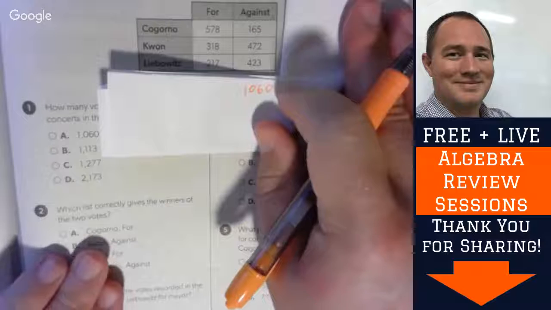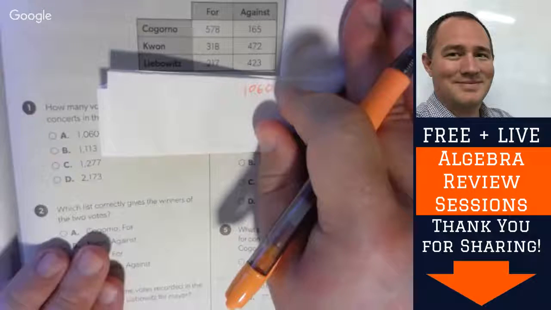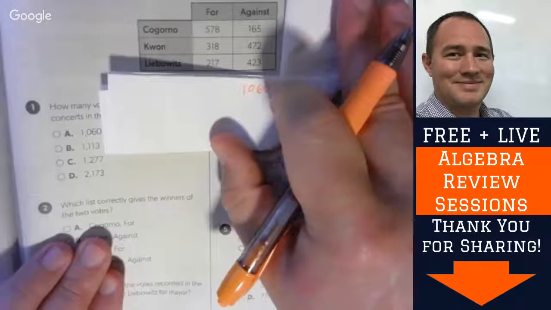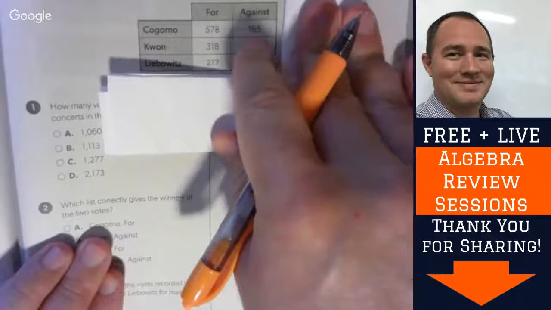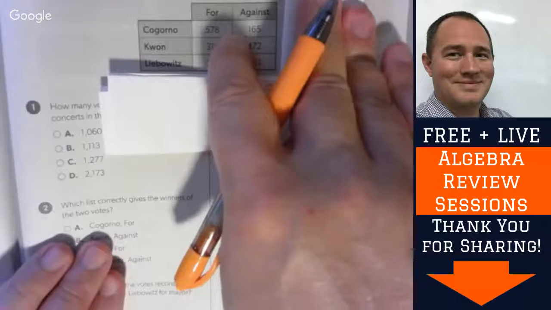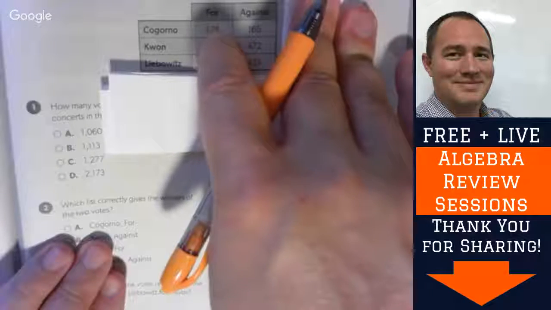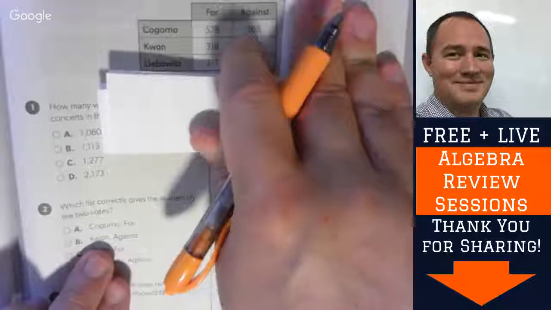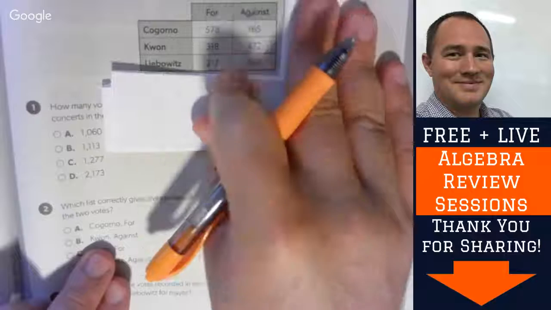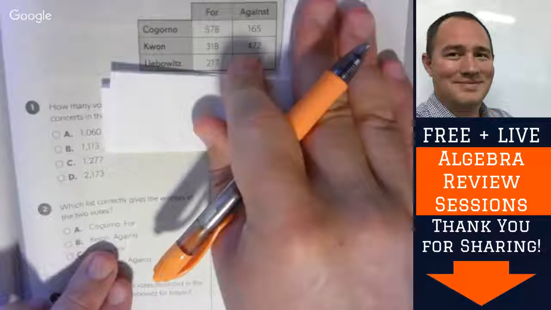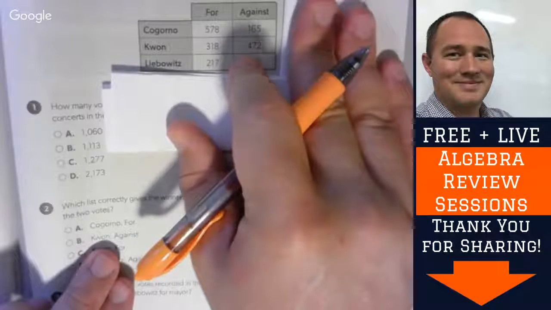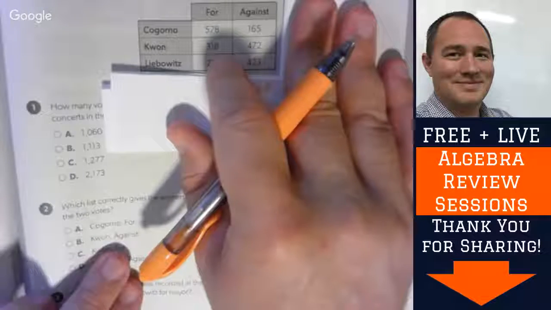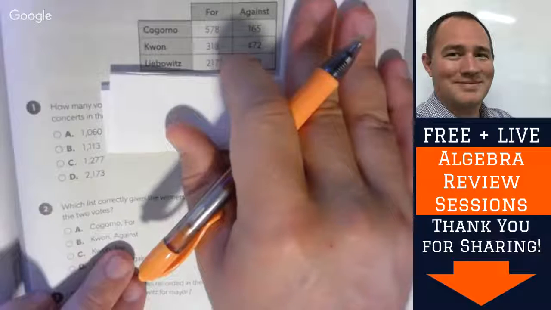So Cogorno did vote 4 because there was more. 578 is a bigger number than 165, if we're interpreting that question correctly. Quan against, so there was 472 Quans against, and 318 Quans for. So B, I would say, is true.